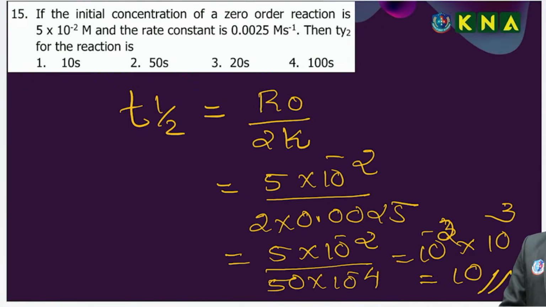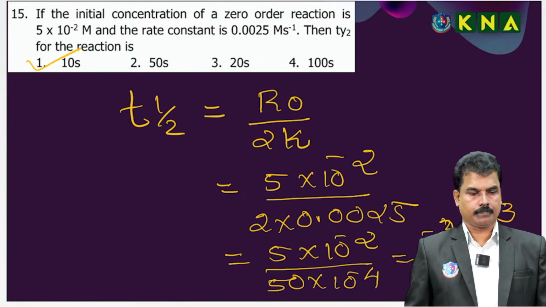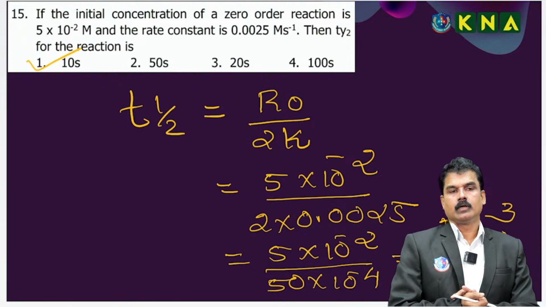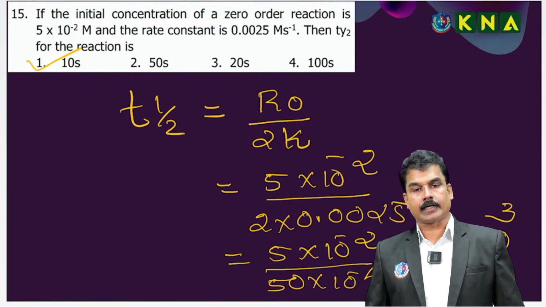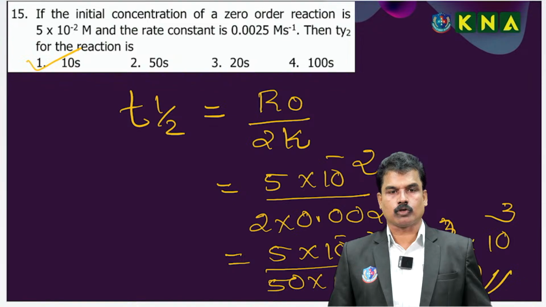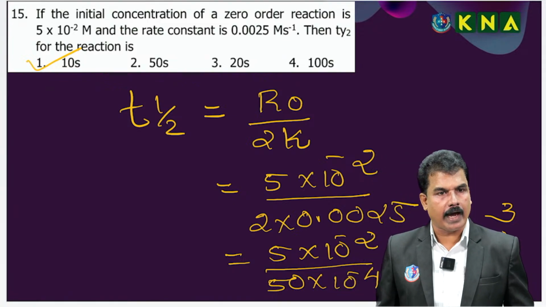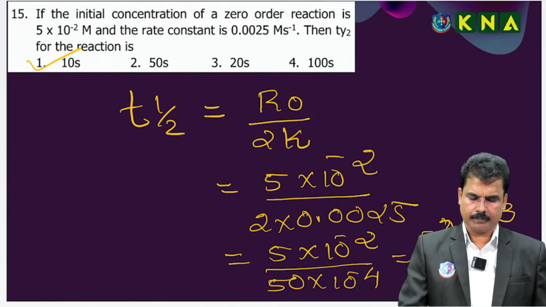25 into 2, 50. 25 means 25 into 10 to the power minus 4. 5 by 50, 1 by 10. So you are getting the answer 10 second. So first option will be the correct option. Are you getting the idea now? T half of a zero order reaction is R0 by 2K. T half is directly proportional to initial concentration of the reactant. R0 and K are both given in the question, so you can substitute, and you will be getting 10 second.